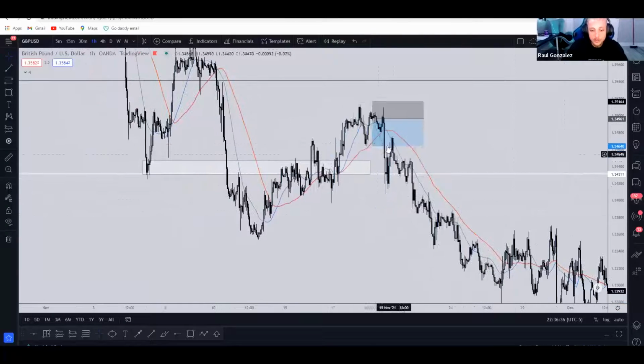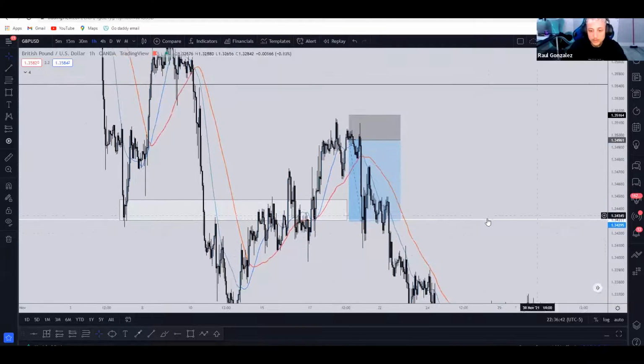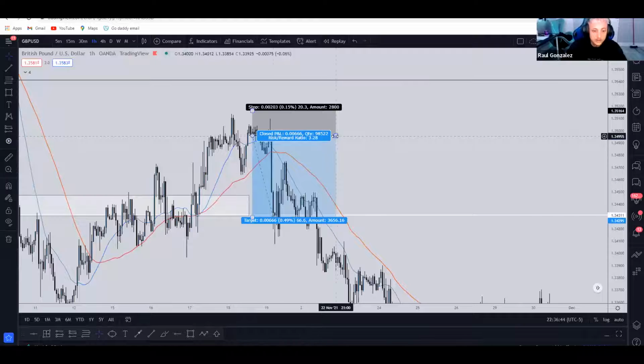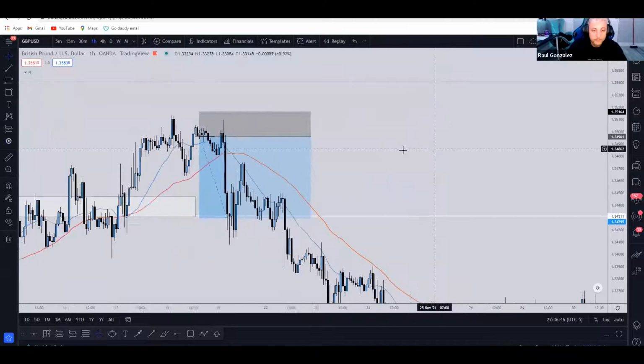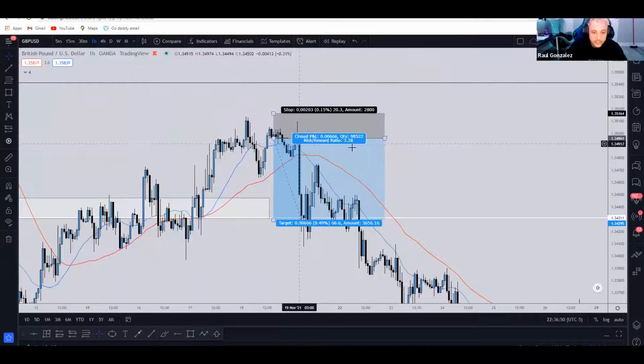The smarter target would have been daily support, which is this area over here, which would have been down here, which would have been about 3.26 times your risk. So that would have been the overall target. And then you could have potentially even taken another position after this hour close.